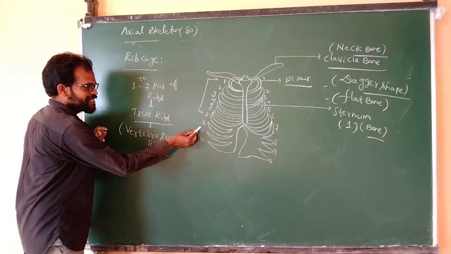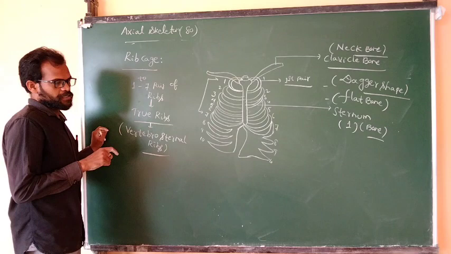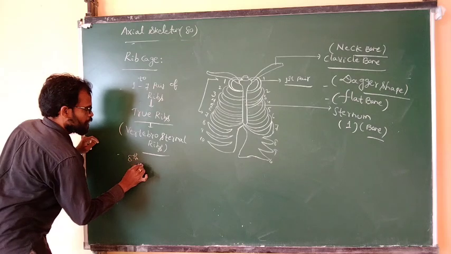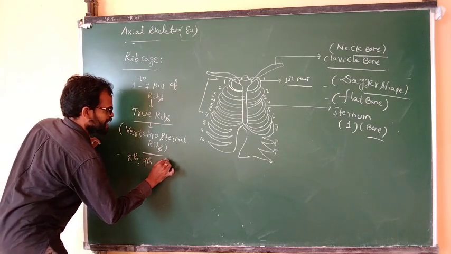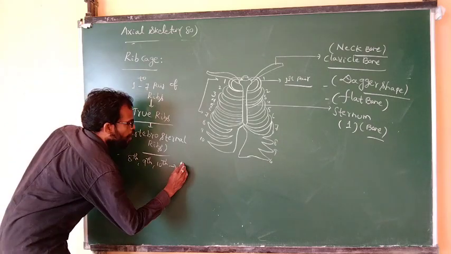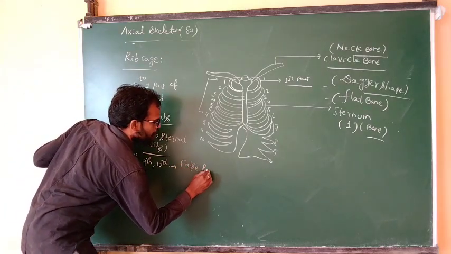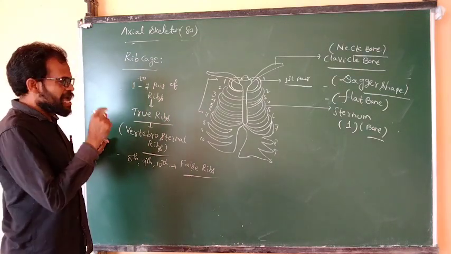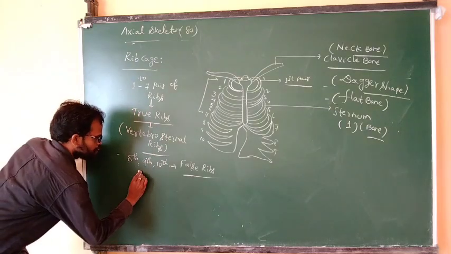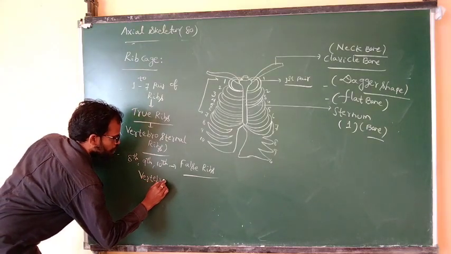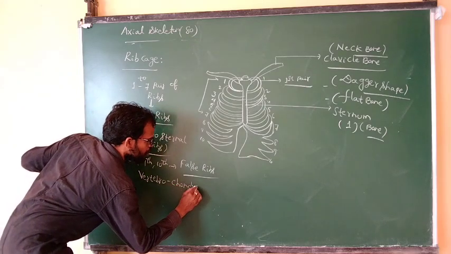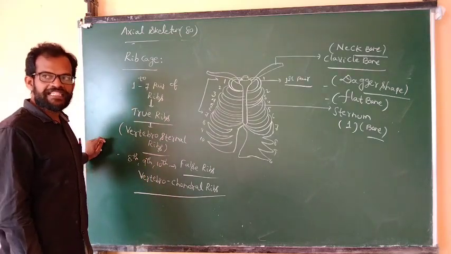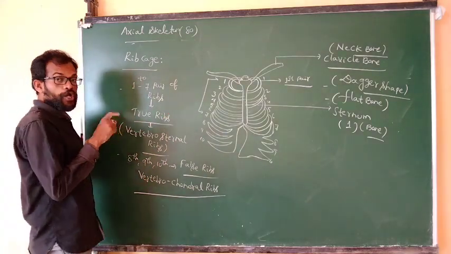Next one, 8th, 9th, 10th. These ribs are not true ribs. The 8th pair, 9th pair, 10th pair ribs are false ribs. Why are they called false ribs? These false ribs are also known as vertebrochondral ribs. 8th pair, 9th pair, 10th pair ribs are vertebrochondral ribs.